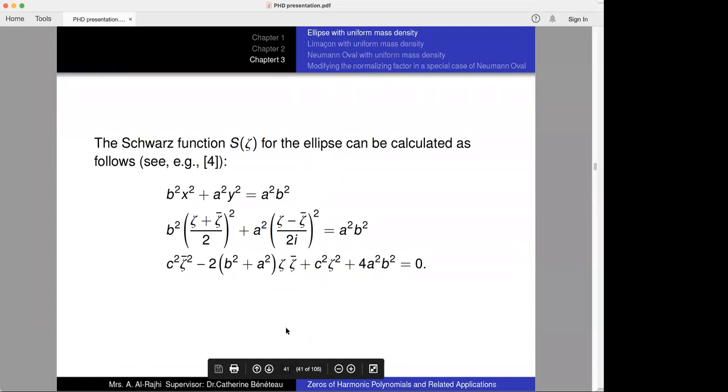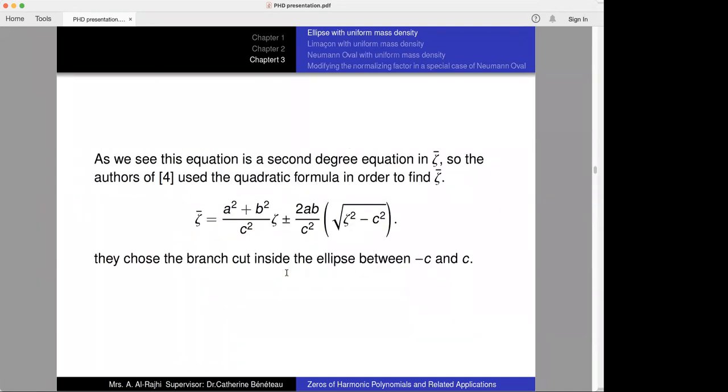The Schwarz function for the ellipse could be calculated from the ellipse equation by substituting, instead of x and y, (zeta plus zeta bar) over 2 and (zeta minus zeta bar) over 2i. And this equation is a quadratic equation, which could be solved by using the quadratic formula. Just to ensure that we have an analytic function, we have to make the branch cut inside the ellipse between minus c and c.